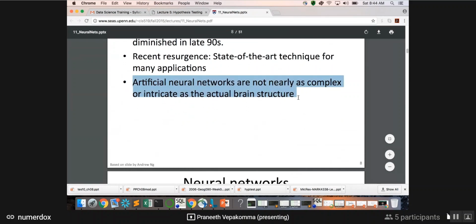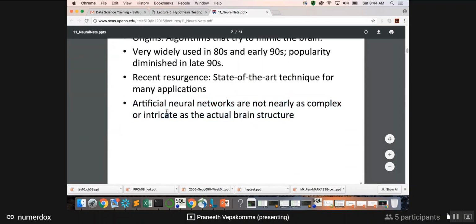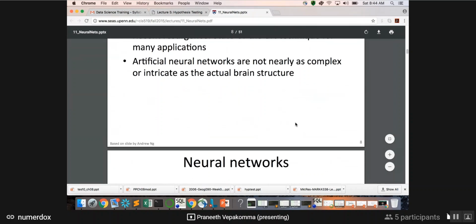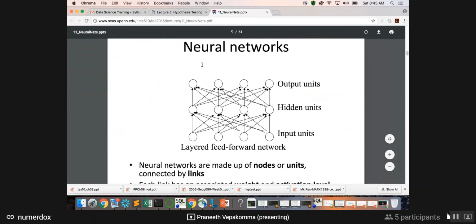And yeah, this is a good statement with respect to all the brain stuff he was talking about before. Neural networks are not nearly as complex or as intricate as the actual brain structure. So it's kind of just a fancy name. You could have called it something else. It would be perfectly fine, even if it has nothing to do with the brain.